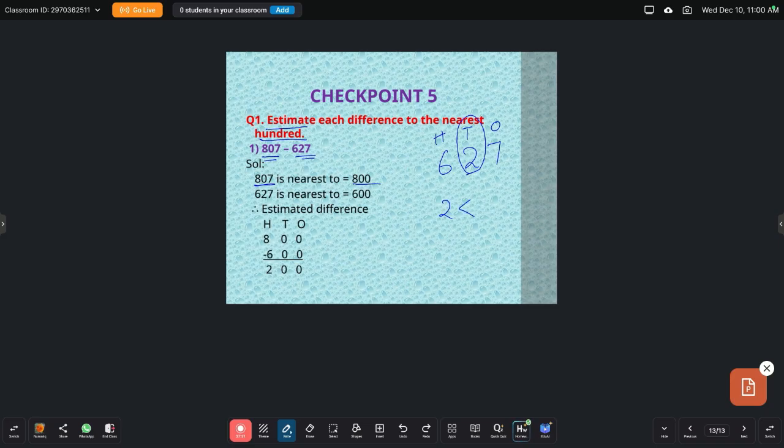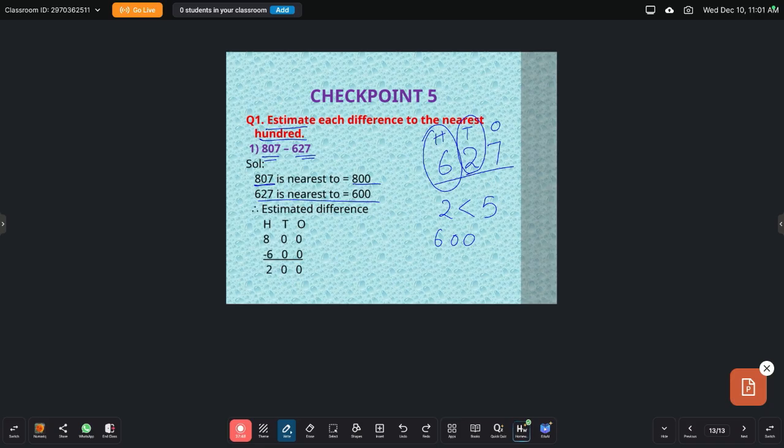That means 2 is less than 5. So, we need to round this number to the same 100. Why? Because the digit at tens place is 2. 2 is less than 5. So, we need to round this number. That digit at hundreds place is 6. We need to round this number to the same 100. That is 600. Okay?